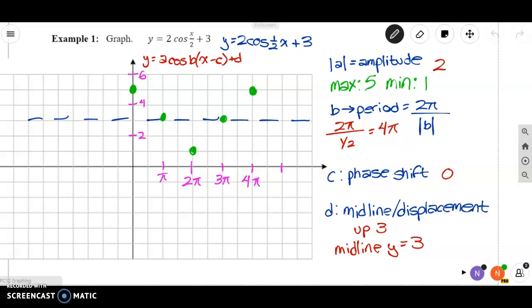If you need more than one period, all you have to do is keep adding points. So if you go another pi, you're going to cross the midline. If you go another pi, you're going to be down at the minimum again. If you need to go to the left, go pi left.